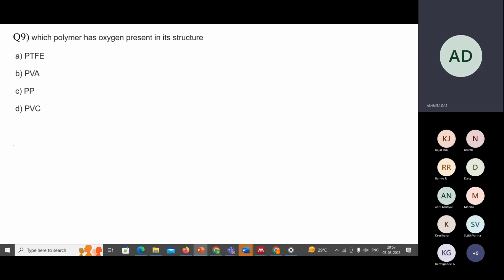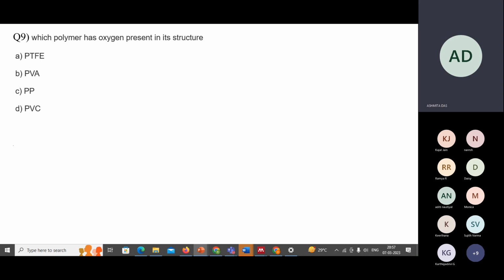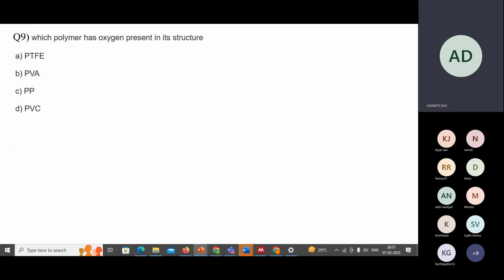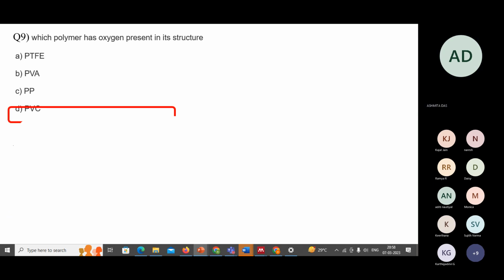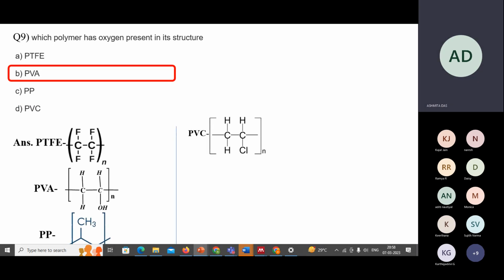So what is PP? Polypropylene. And what is the monomer of this? Propene. Now PVC, polyvinyl chloride, and its monomer is vinyl chloride. So the correct answer is polyvinyl alcohol. So here is the structure of all the monomers.